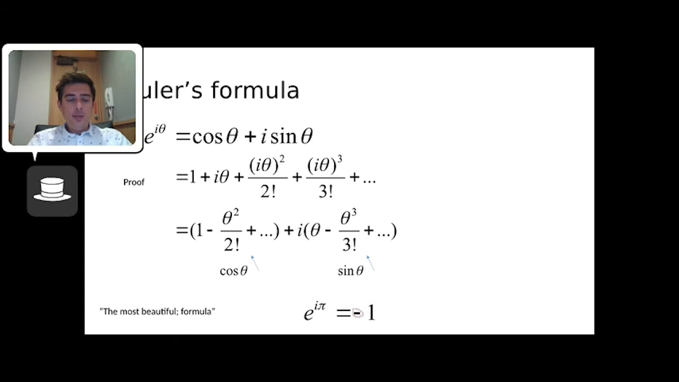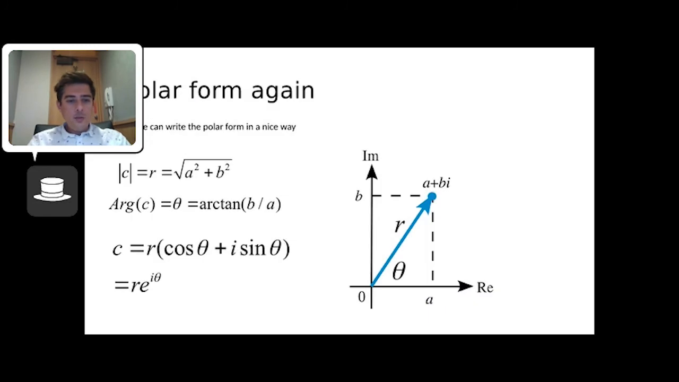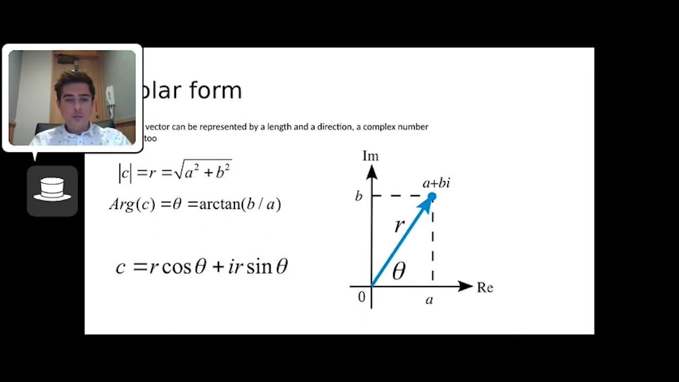So what this basically means is that this cosine theta plus i sine theta is the thing that appeared two slides ago. So just go back there. I wrote that any complex number could be written in this form: c equals r cos theta plus i r sine theta. So let's just factorize the r out of there, over here.